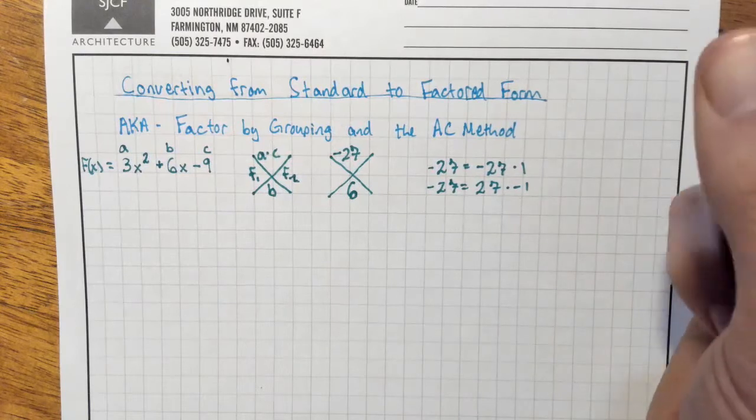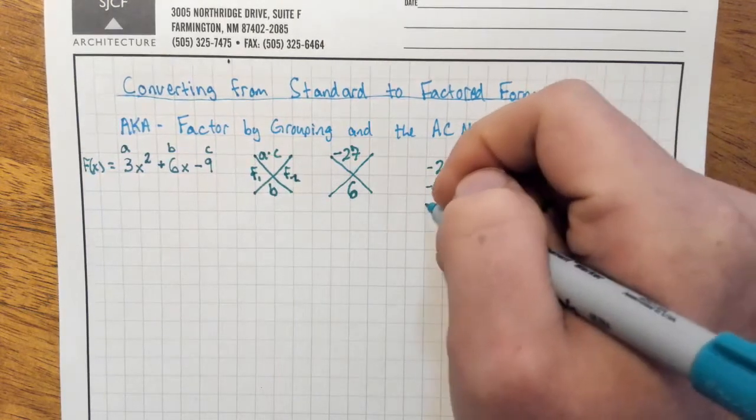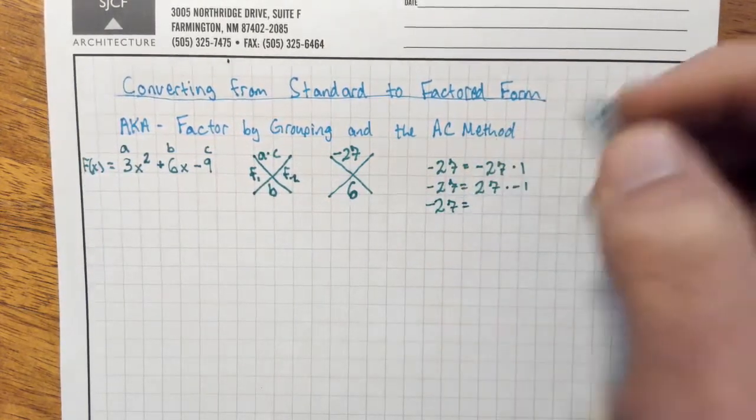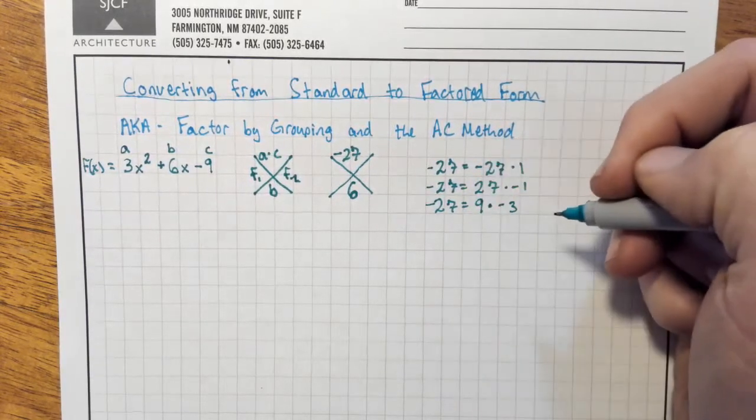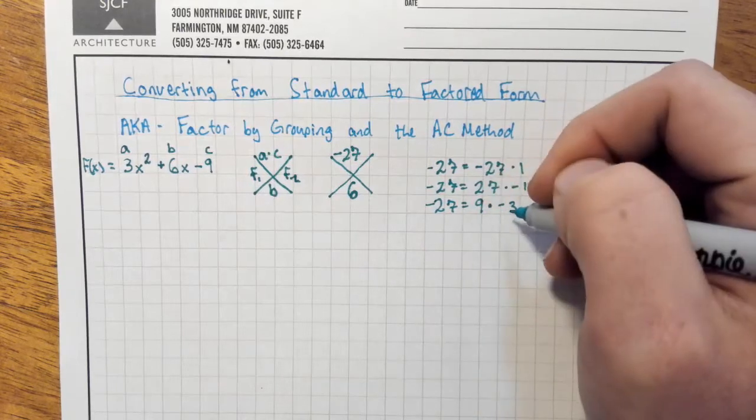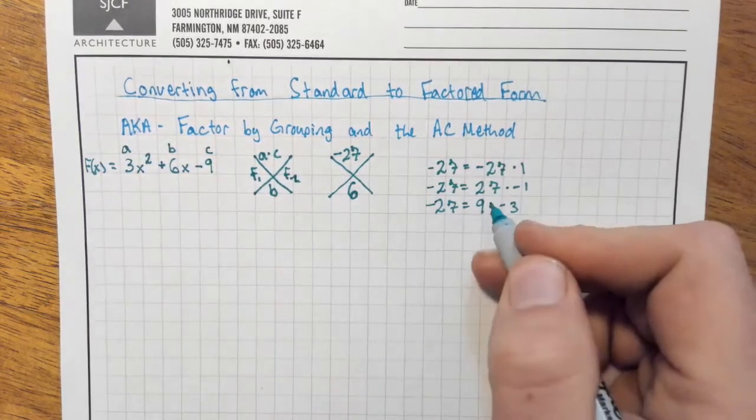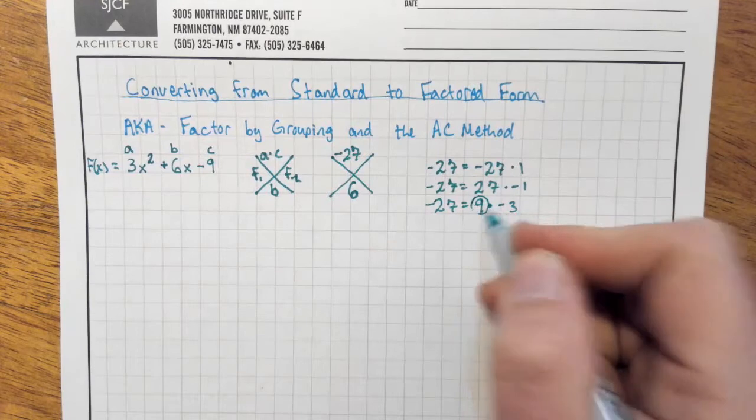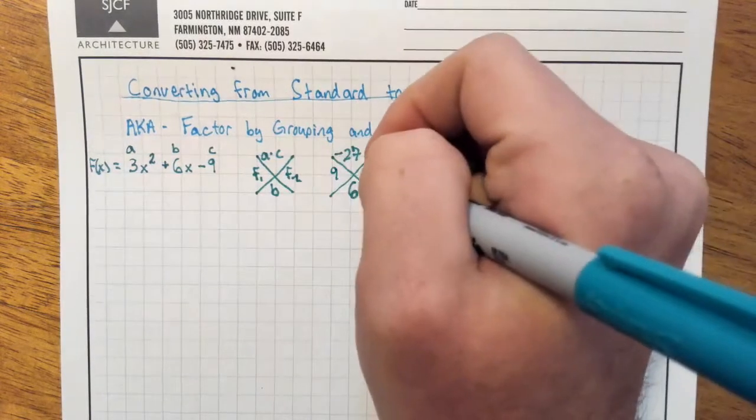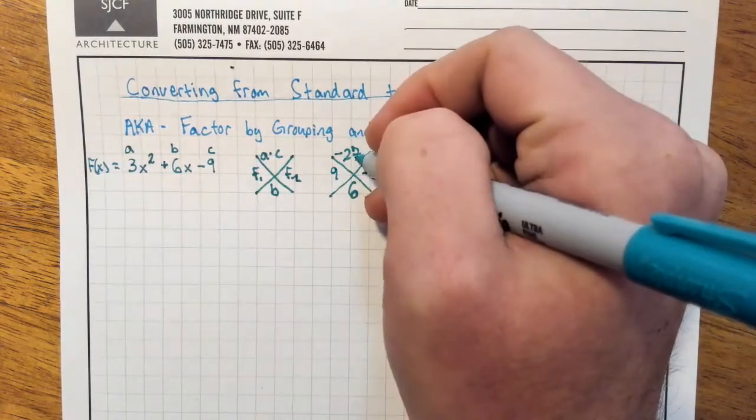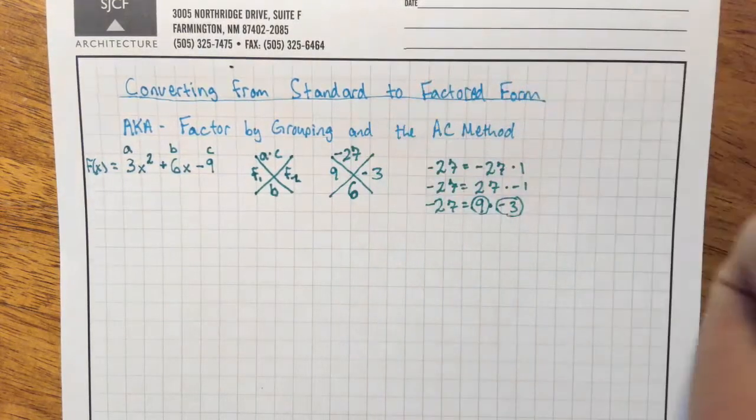If I try another set of factors, let me write negative 27 first. If I do 9 times negative 3, I get negative 27. And 9 minus 3 combine to make positive 6. So these are the factors we're looking for, 9 and negative 3. I'll put a 9 here and a negative 3 there. 9 times negative 3 is negative 27, and 9 minus 3 is 6. This is honestly probably the hardest part about this process.